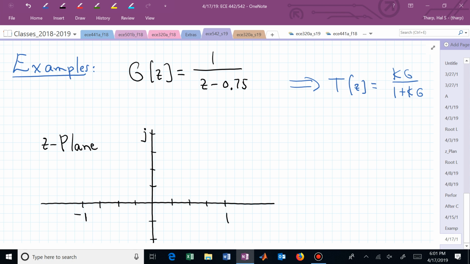How do we start? I would put a pole in the Z-plane and see what my root locus looks like for just a constant gain feedback controlled system.